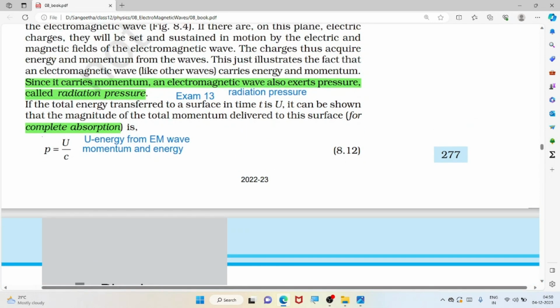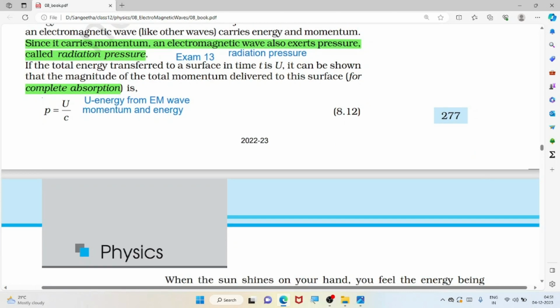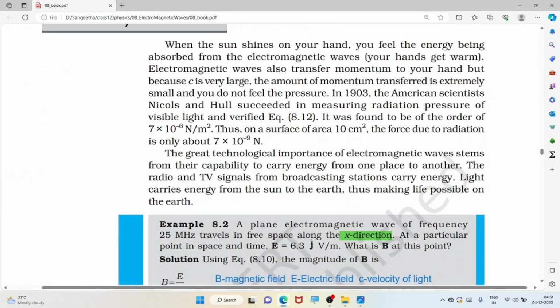This is radiation pressure. Since it carries momentum, the electromagnetic wave also exerts a pressure, that is called radiation pressure. Electromagnetic waves also have a pressure, radiation pressure. Momentum equals the energy from the EM wave divided by the velocity of light. U is the energy from the electromagnetic wave.